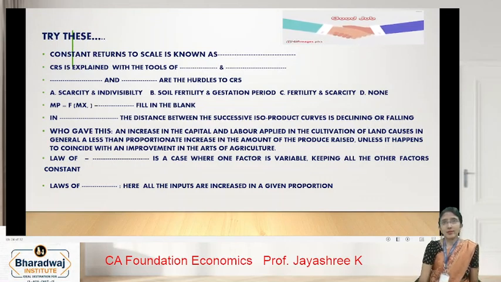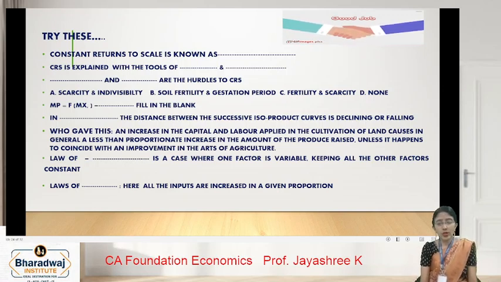Now try this. Constant returns to scale is known as dash. Constant returns to scale is explained with the tools of dash and dash. Then dash and dash are the hurdles to CRS. Scarcity and indivisibility, soil fertility and gestation period, fertility and scarcity, none of the given. Fill in the blanks. MP is equal to function of mx. Next one. In dash, the distance between the successive isoproduct curves is declining or falling.